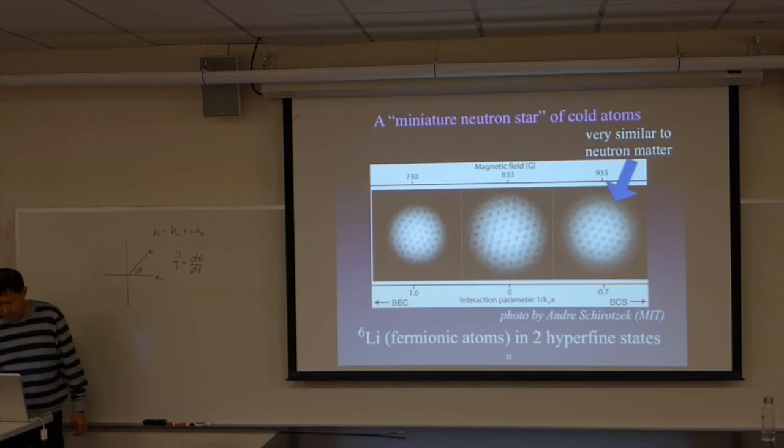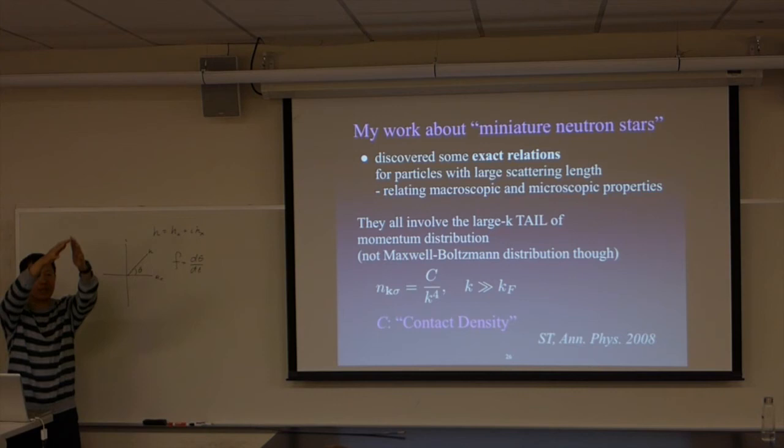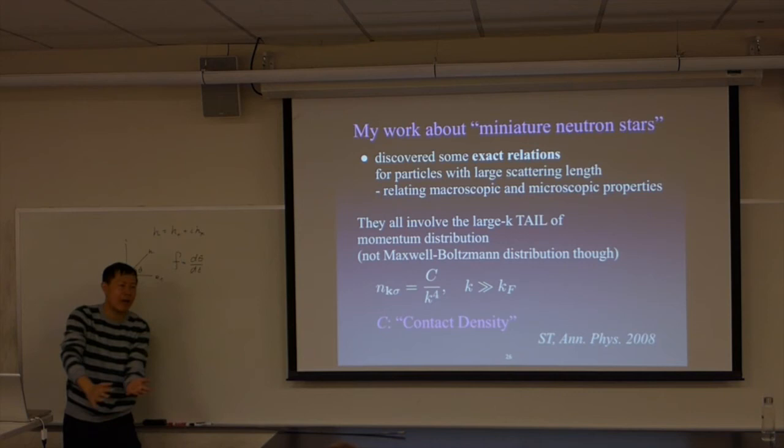So I did some work concerning protoatomic Fermi gases. I discovered some relations for particles with large scattering lengths. They all involve the large k tail of the momentum distribution. But it's not a Maxwell-Boltzmann distribution. Do you know the Maxwell-Boltzmann distribution for the velocity of the molecules in the air? It's essentially a Gaussian distribution. The Gaussian distribution has a tail that falls off exponentially at large velocities.